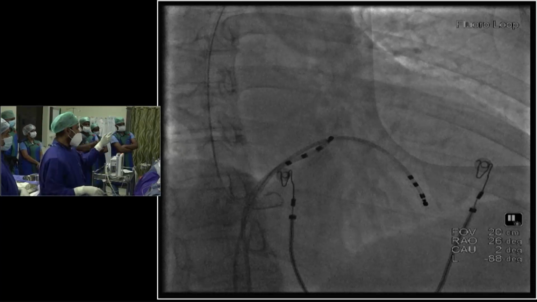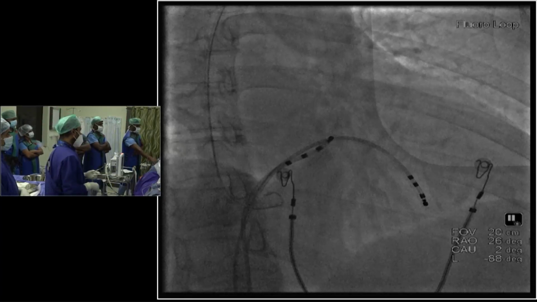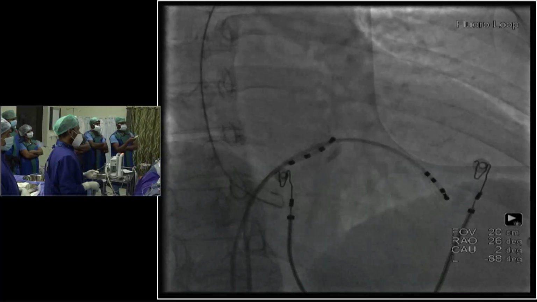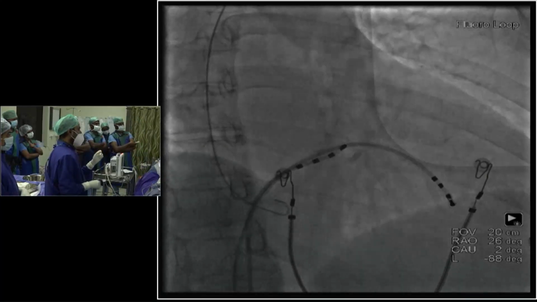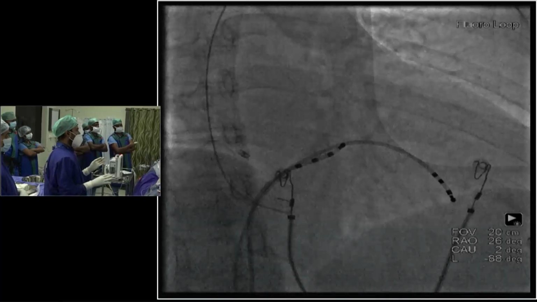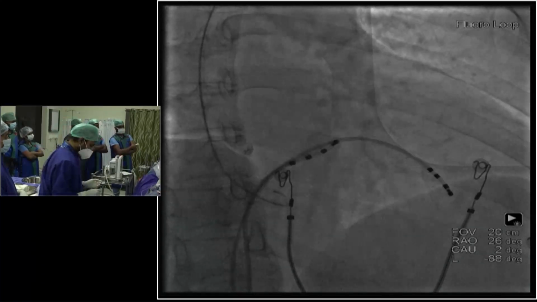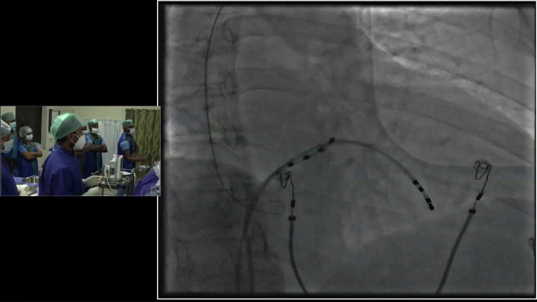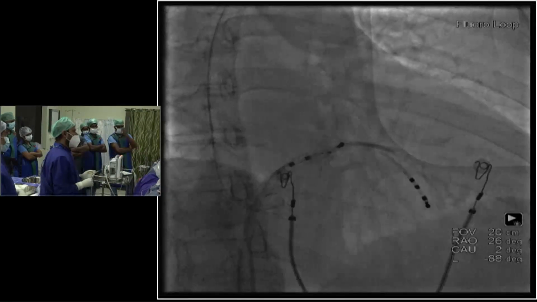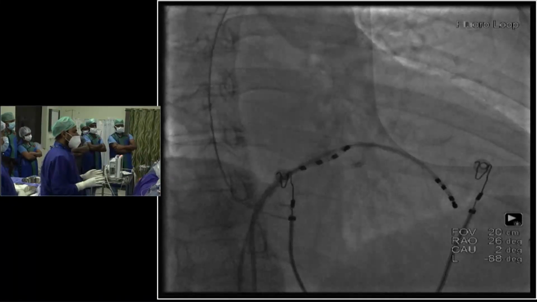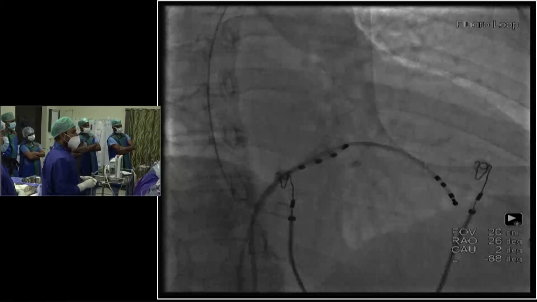So you can again play the fluoro loop again. You can see here the catheter is going very slowly just below the His bundle, and I've kept it probably in the initial 1.5 centimeter. So now my catheter is in the same area where I've kept. So this is a target area identified by fluoroscopic landmark.